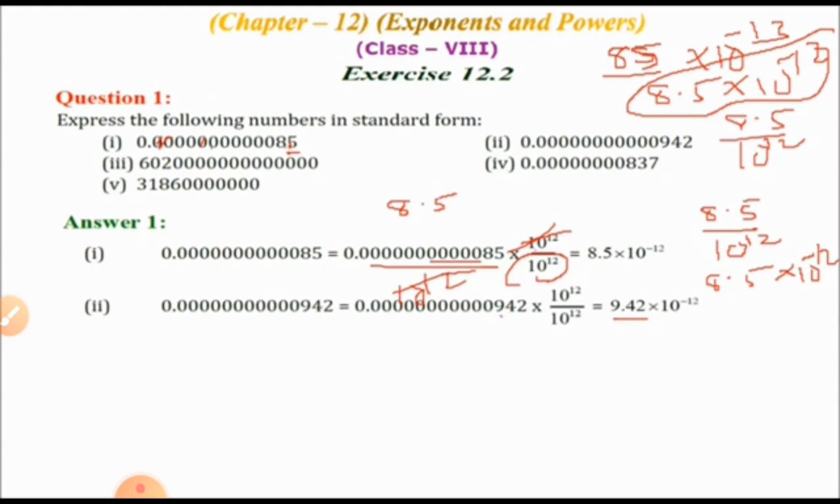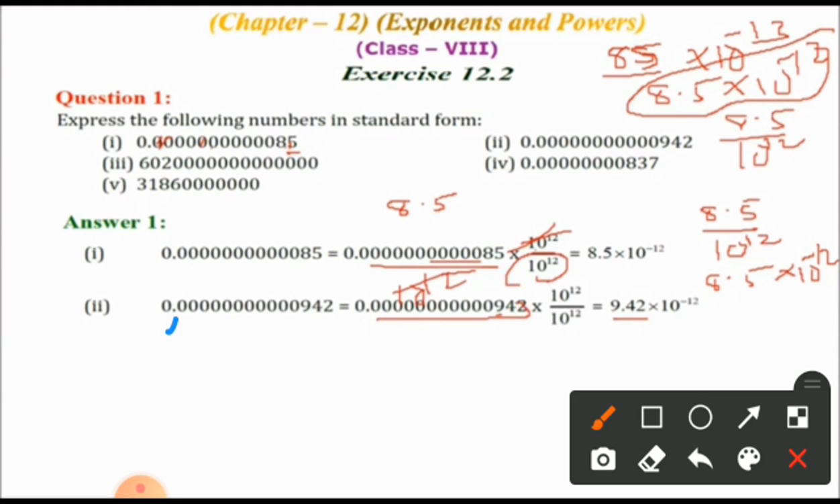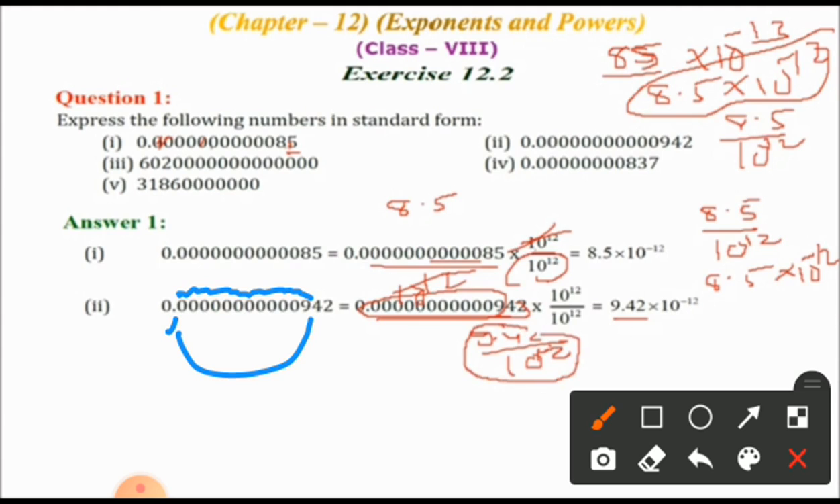Look at the second one. Oh, so many zeros are there. Just count and point it. The point has to jump to here, after 9. How many jumps did it do? 12. Count it. How many zeros are there or jumping? 1, 2, 3, 4, 5, 6, 7, 8, 9, 10, 11 and 12. Is it? Yes, my dear student. So 9.42 multiplied by 10 raised to minus 12.